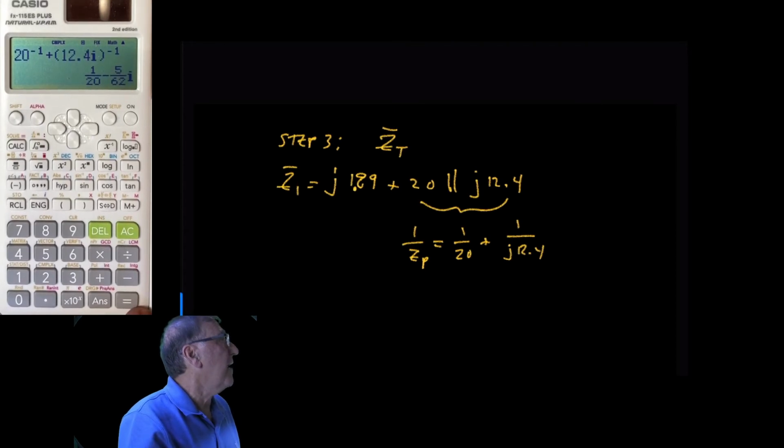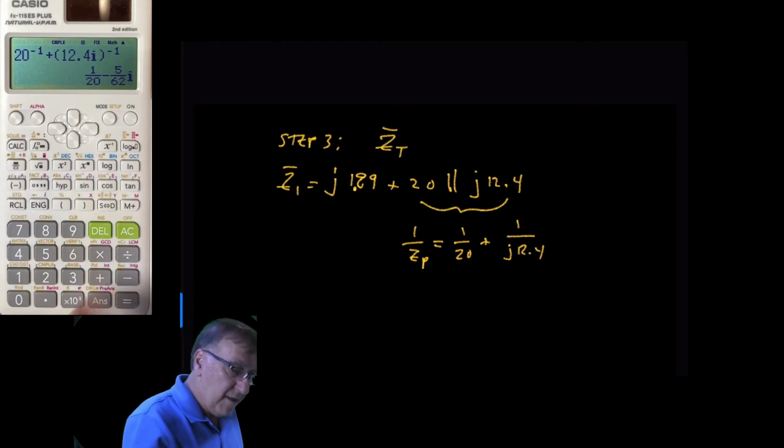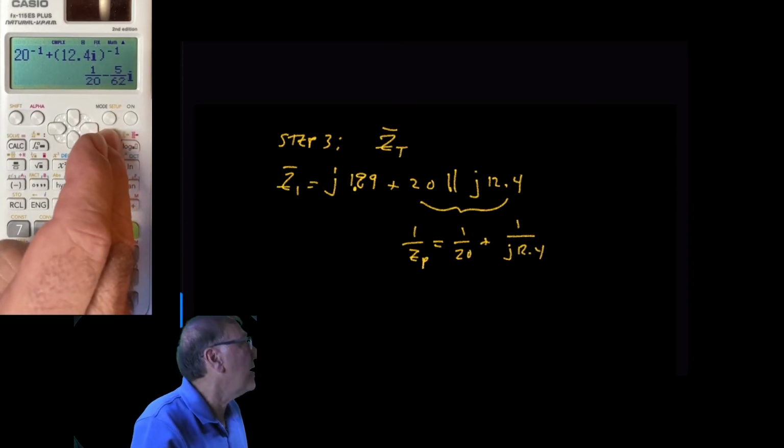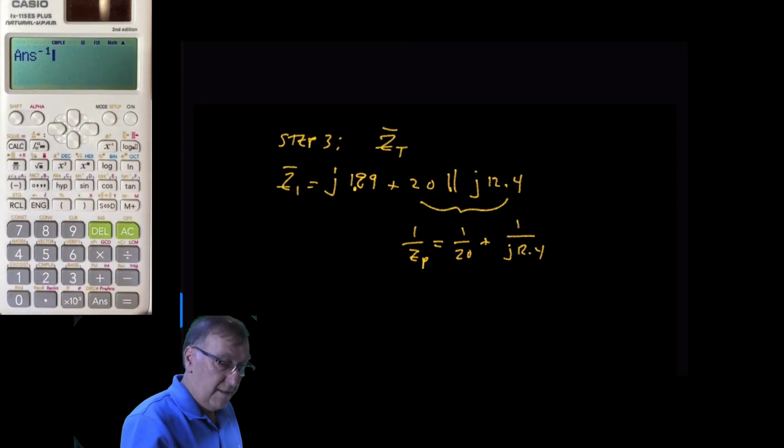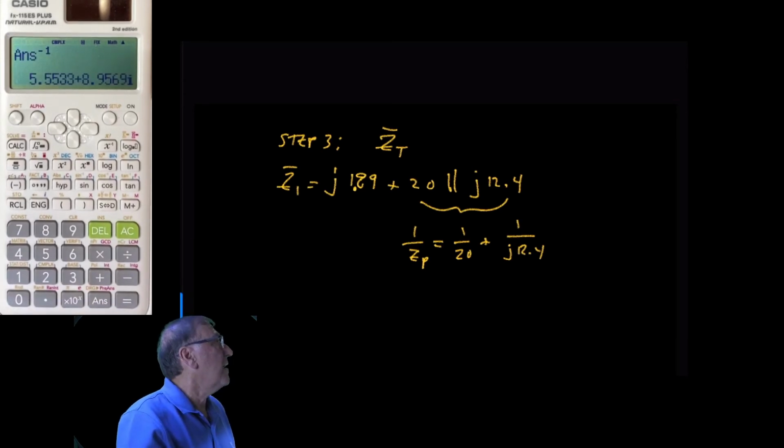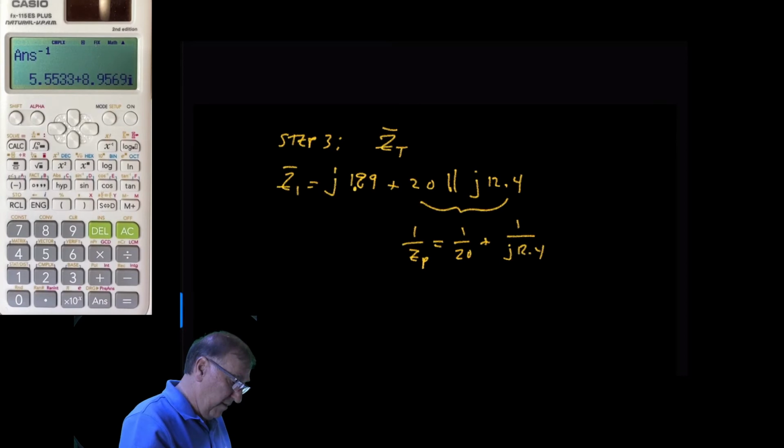Okay, and there's the value, and now we have to invert both sides of the equation to solve for ZP. So we'll do an inversion on the answer, equals. So there it is. This equals 5.55 plus j8.9.